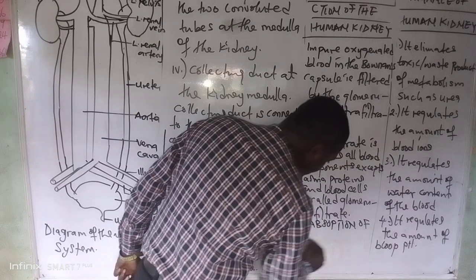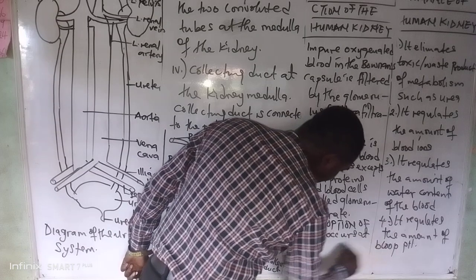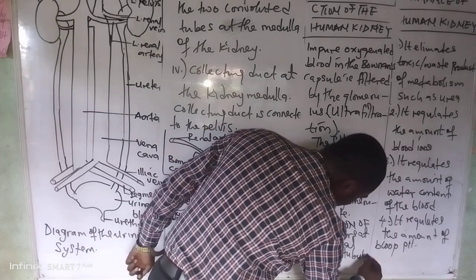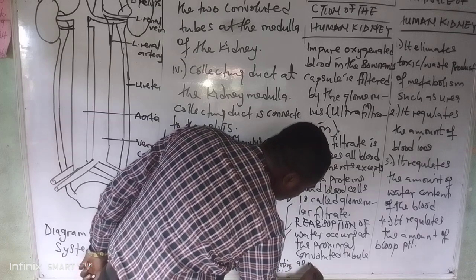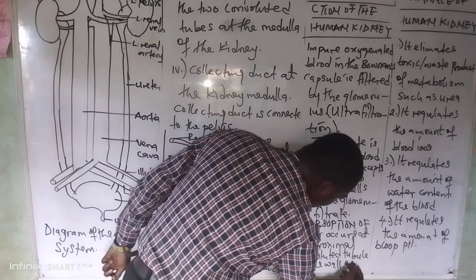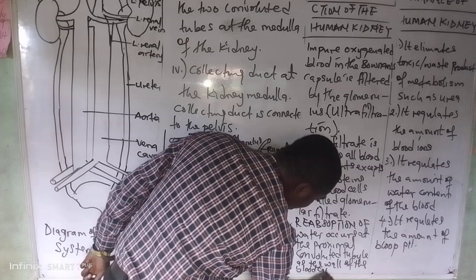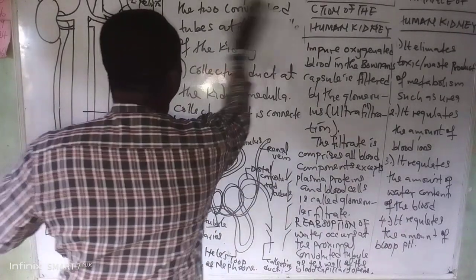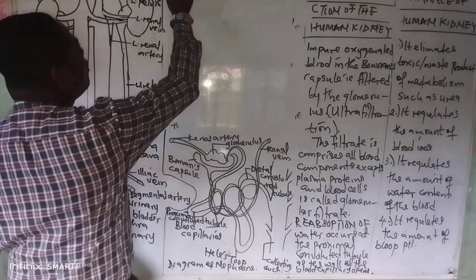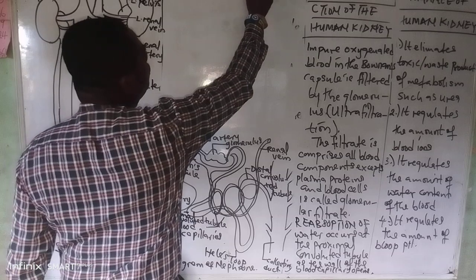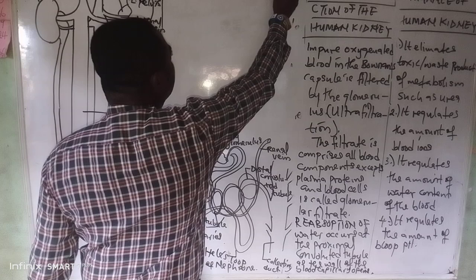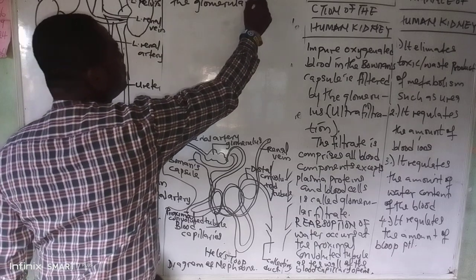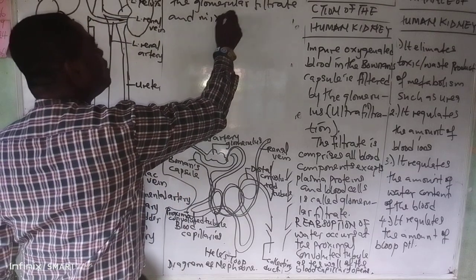Now, another thing that happens here is reabsorption. Reabsorption of water occurs at the proximal convoluted tubule, as the wall of the blood capillaries opens for more water to leave the glomerular filtrate and mix with the blood.